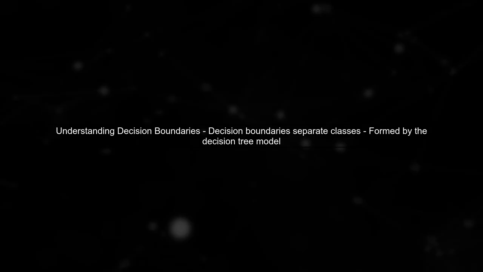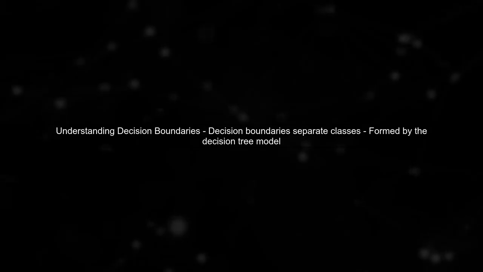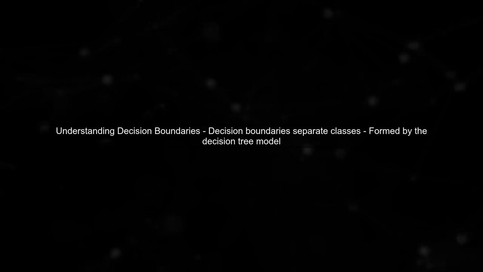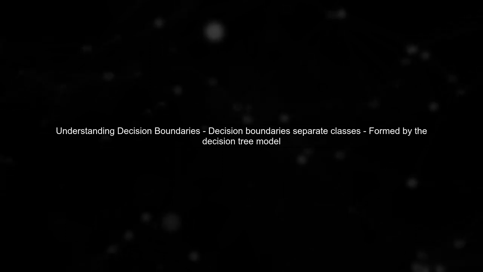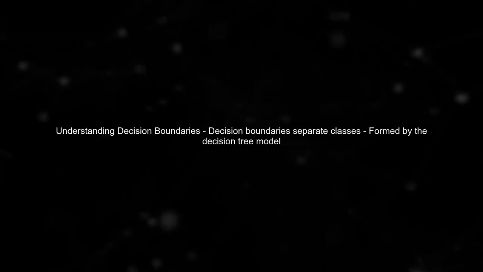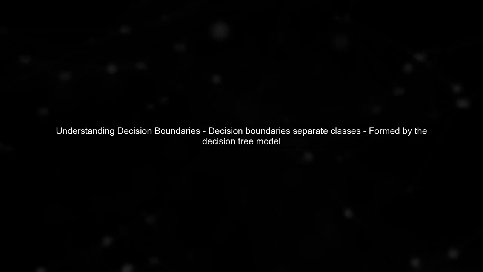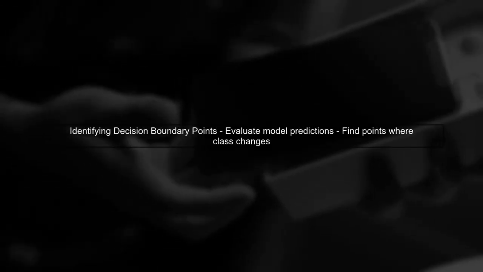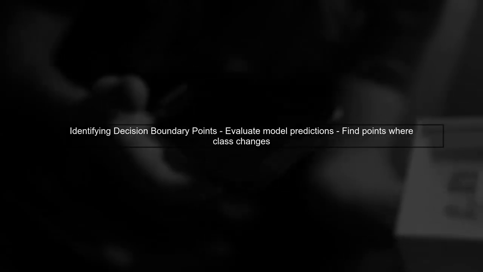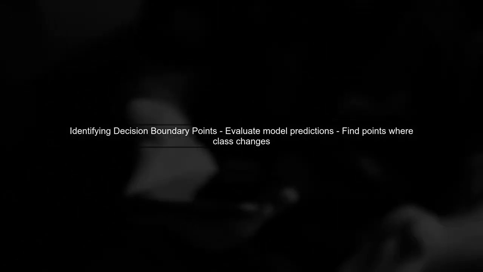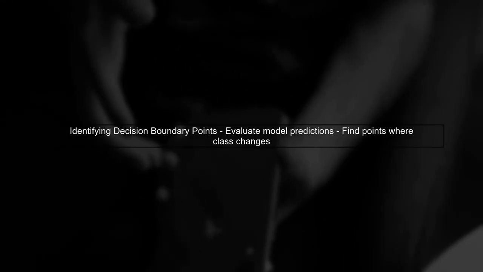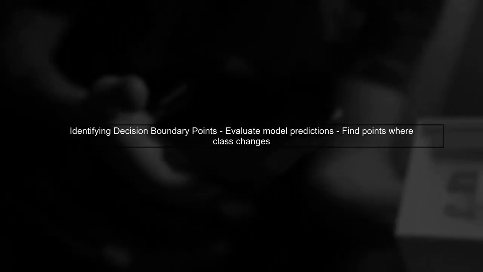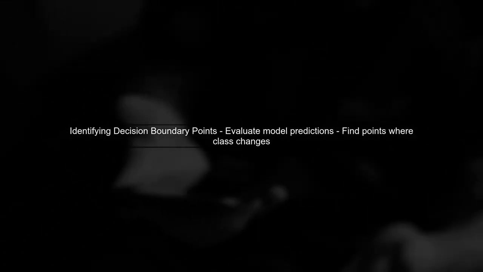To retrieve the decision boundary lines from a decision tree model, we first need to understand how the decision boundaries are formed. Decision boundaries are the regions that separate different classes in your dataset. Instead of iterating over the entire grid, we can focus on the points where the decision boundary changes. This can be achieved by evaluating the model's predictions at specific intervals and identifying the points where the predicted class changes.